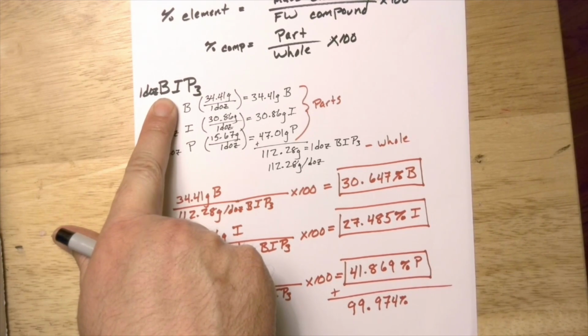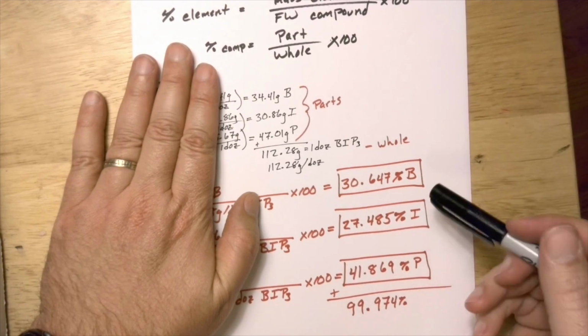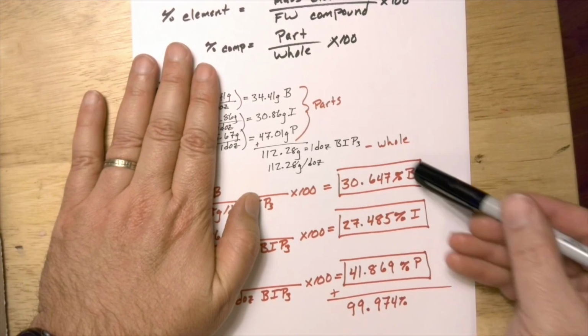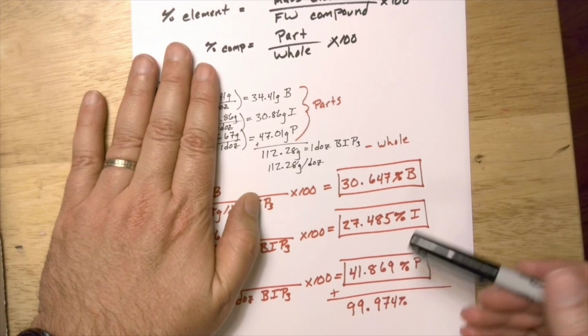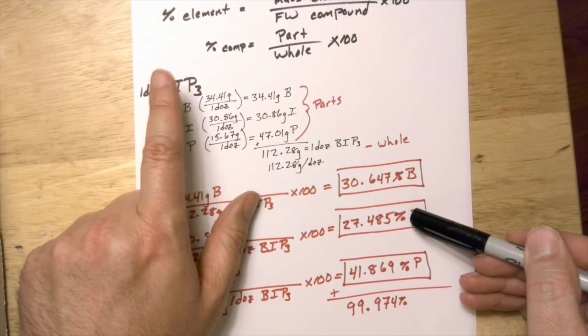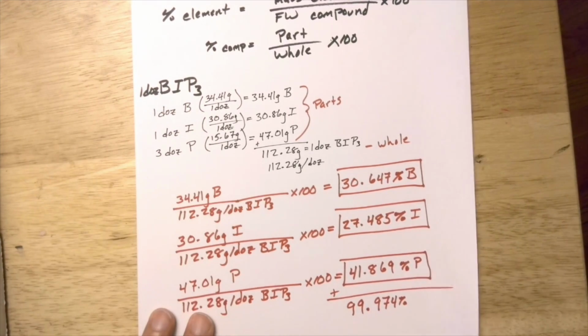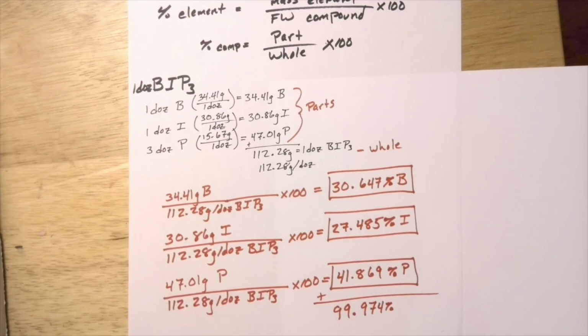So we're pretending like we don't know what this is. But we analyzed the material and we found this. So based on this, we need to find out this. So we're pretending as though we don't know it's BIP3. So let me show you how to go about doing this. So what I'm going to do is copy down these values here.